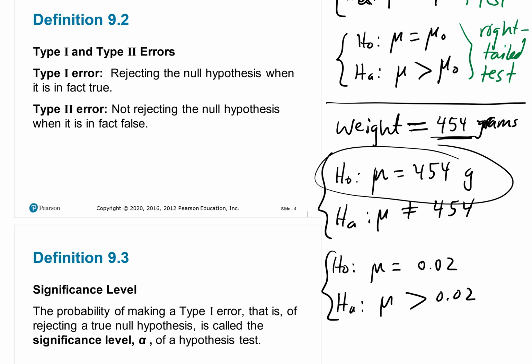Now, sometimes researchers, or someone who's not careful about what data to select, select a really small sample. Maybe they selected only 2 bags of M&M instead of 100 bags. And then they say, oh, these 2 bags are not 454 grams in weight. So they try to make a decision or conclusion about the entire population.